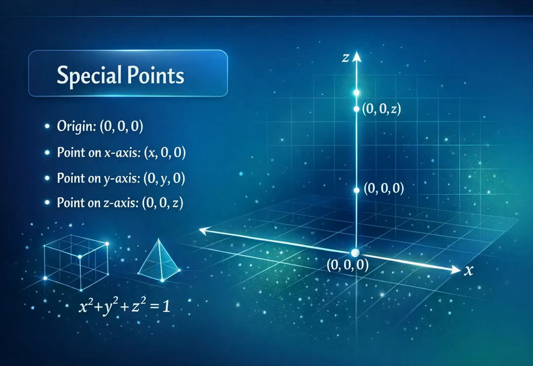Special points have simple coordinates. The origin O is at 0, 0, 0. Any point on the x-axis has coordinates x, 0, 0. Only x is non-zero. Similarly, points on the y-axis are 0, y, 0, and points on the z-axis are 0, 0, z. 2 coordinates are always 0 for points on axes.